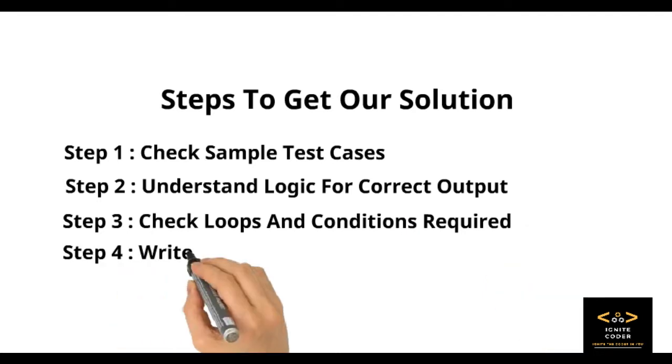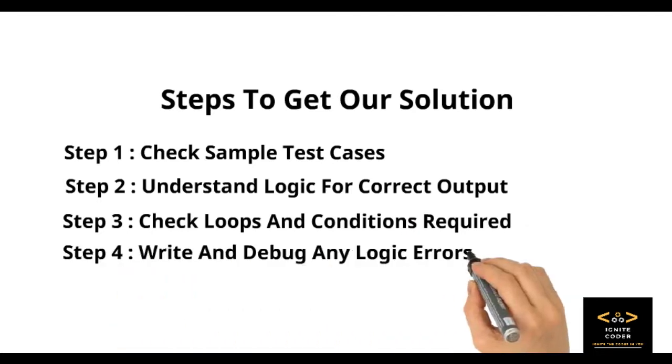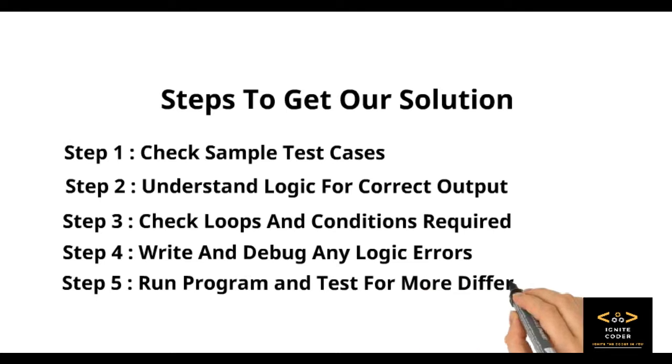Then step 3, understand how many loops and conditions and variables you require. While typing the program, you may get some silly errors, like initializing errors and arithmetic errors. So you need to debug all those errors and logic errors, like if your code is not giving the correct output, you need to look into your code again and again. Step 5, run your program with different test cases. Sometimes it passes correctly for one test case but fails for another test case.